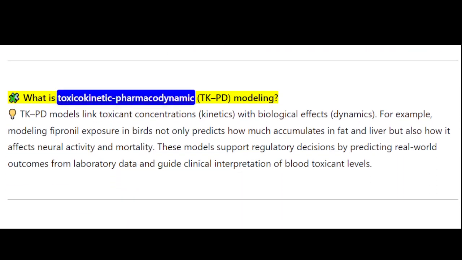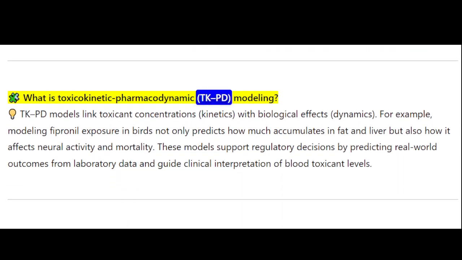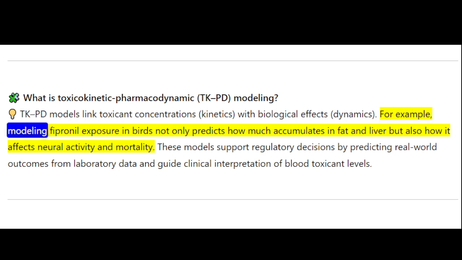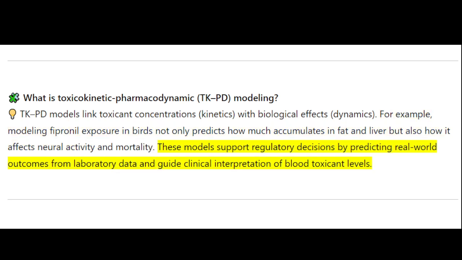What is toxicokinetic pharmacodynamic (TKPD) modeling? TKPD models link toxicant concentrations, kinetics, with biological effects, dynamics. For example, modeling fipronil exposure in birds not only predicts how much accumulates in fat and liver but also how it affects neural activity and mortality. These models support regulatory decisions by predicting real-world outcomes from laboratory data and guide clinical interpretation of blood toxicant levels.